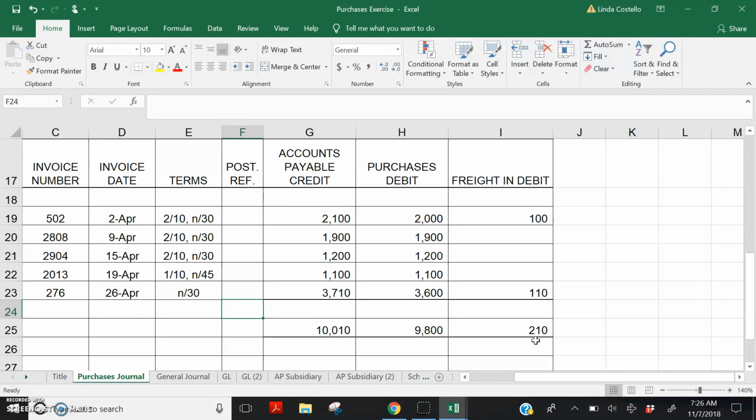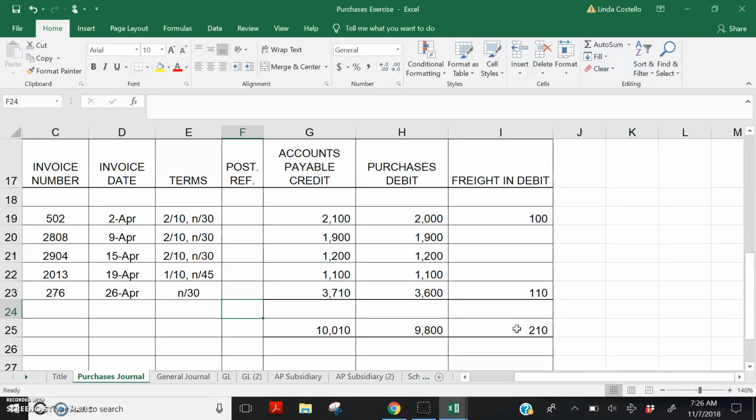The total credits to accounts payable for the month is $10,010. The total of debits to purchases for the month is $9,800. The total of debits to freight in for the month is $210.